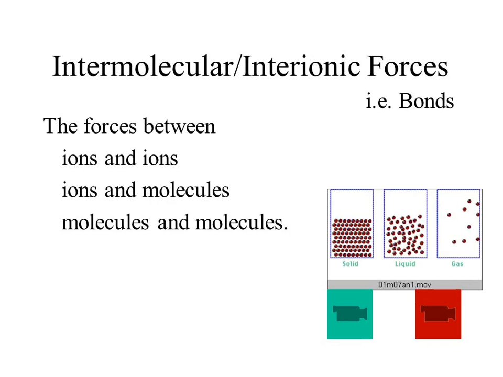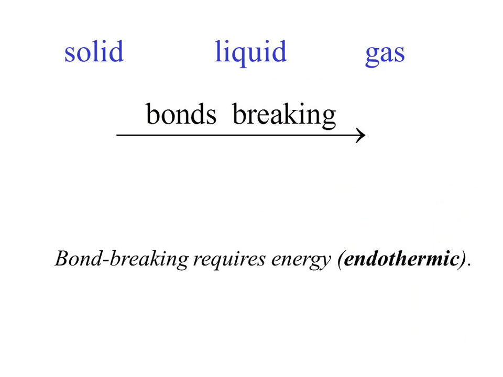When we talk about it taking energy to break bonds, we could be talking about bonds between ions, bonds between ions and molecules, and bonds between molecules and molecules. So it takes energy to break bonds. At the top there, you see the three physical phases of matter that we're concerned about: solid, liquid, and gas. So from left to right, we're breaking bonds.